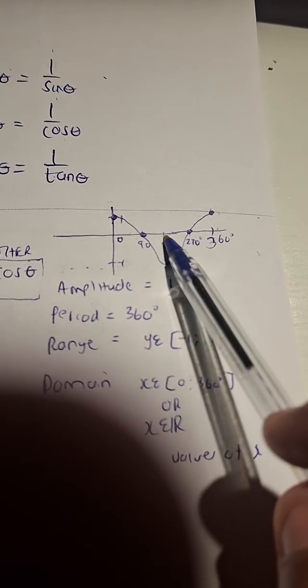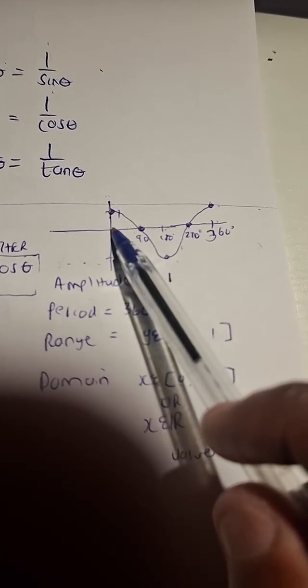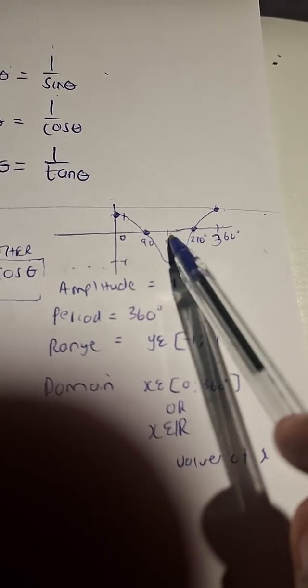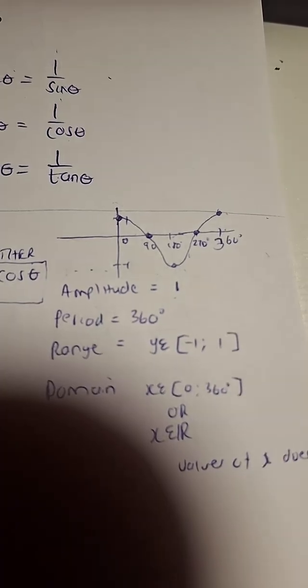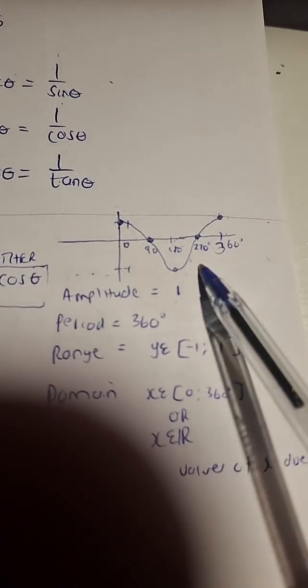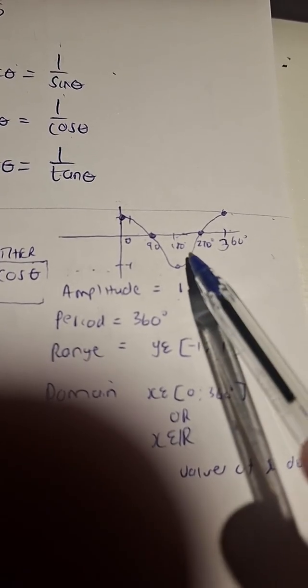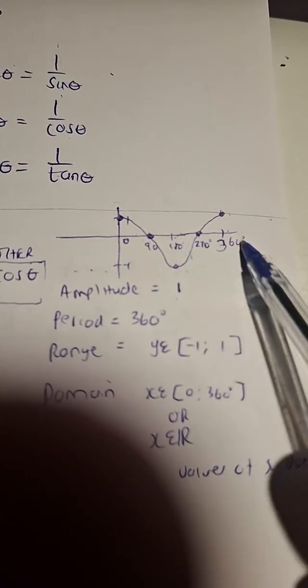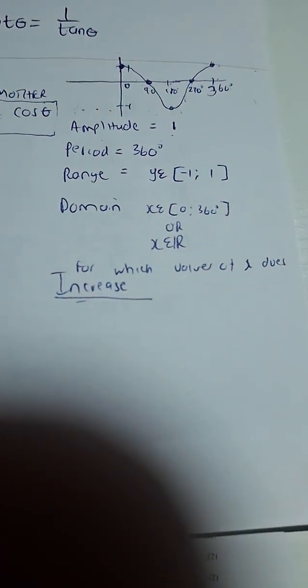So from 0 to 180, you can write your answer in interval notation. It's only decreasing from 0 to 180. But what's happening from 180 to 360? Look at the function. It is increasing again. So if they ask you for which values of x the function is increasing, you should say from 180 to 360 using an appropriate interval.